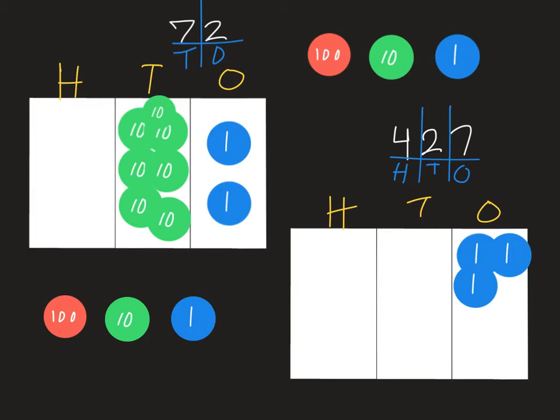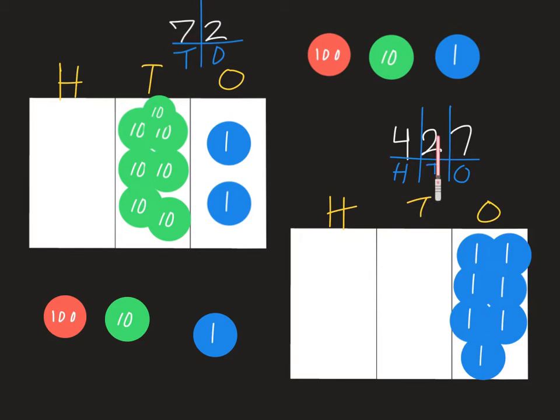Let's do that one better. 4, 5, 6, 7. Okay. Now let's do it again, but this time let's look at the tens place. This time the tens place asks for 2 tens. So we can just put 2 ten discs in the tens place.